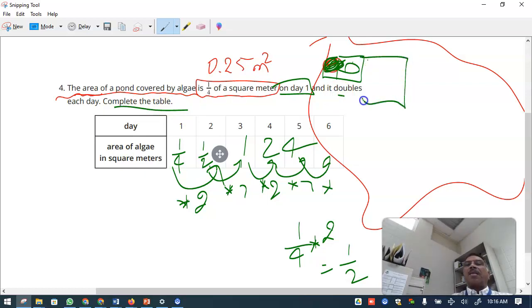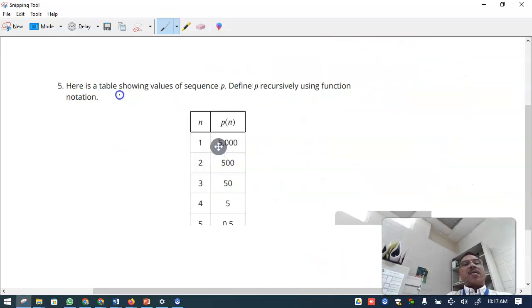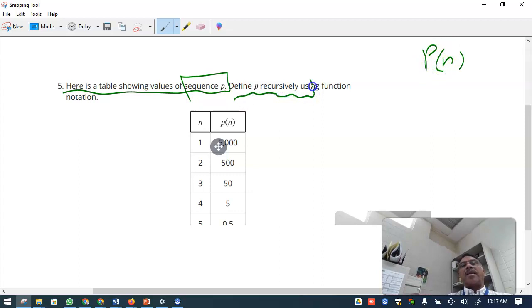Then it becomes double, maybe this much, then more double, and like that. So let's go to the full plot. Here is a table, sequence Pn. So Pn there, and you're supposed to write it recursively. What is the recursive definition using the function notation?